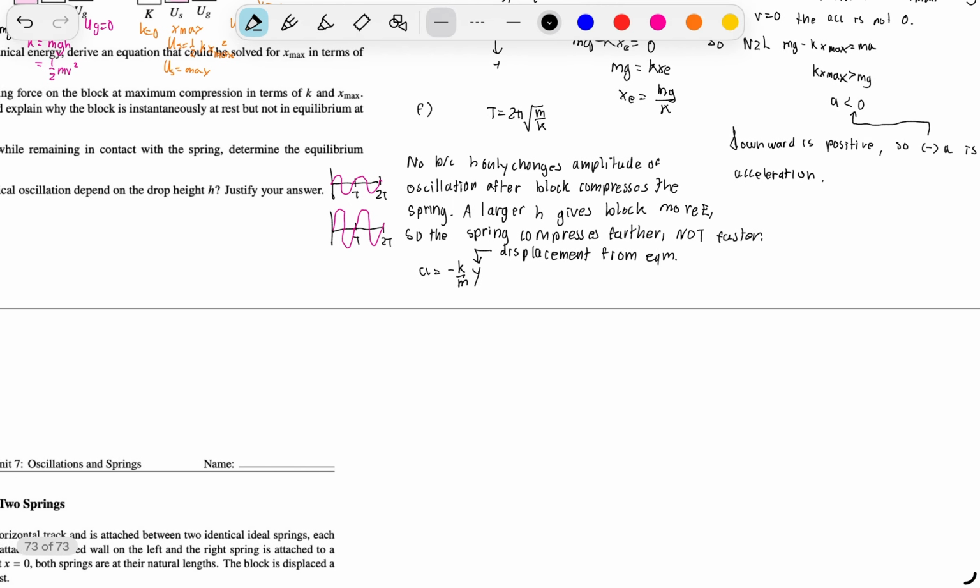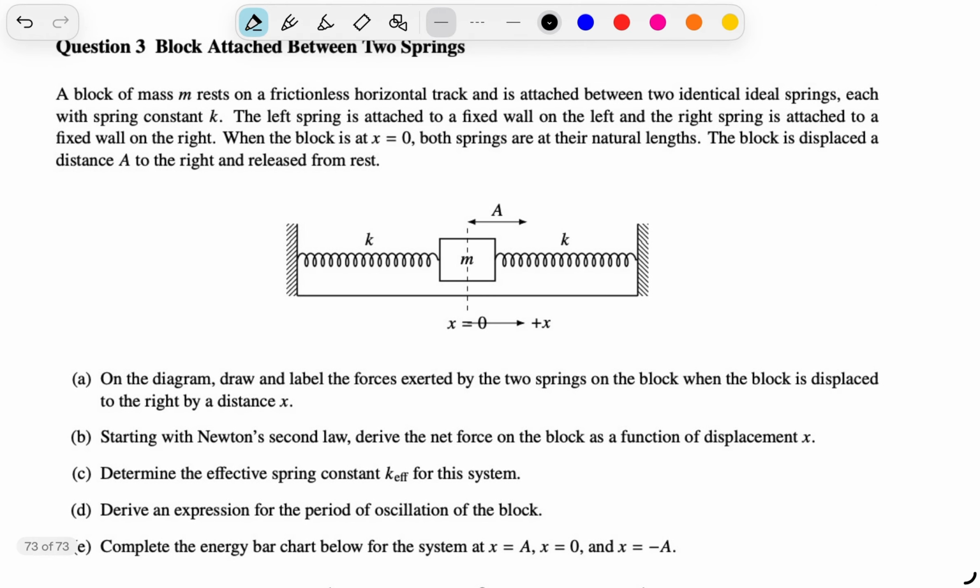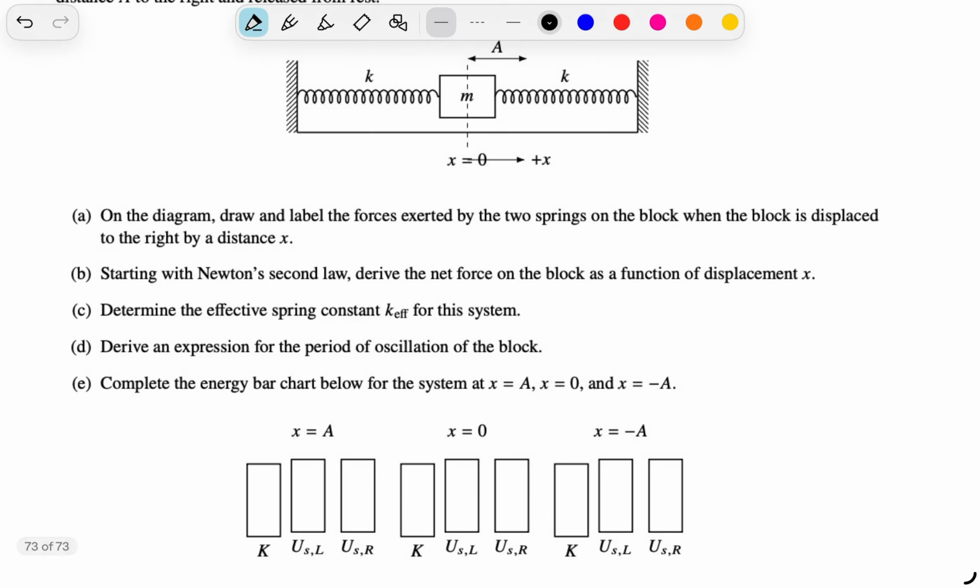Now for our next question, we have a block of mass m resting on a frictionless horizontal track, attached between 2 identical springs, each with a spring constant k. The left spring is attached to a fixed wall on the left, and the right spring is attached to a fixed wall on the right. When the block is at x equal to 0, the springs are both at their natural lengths. The block is displaced a distance a to the right and released from rest. On the diagram, draw and label the forces exerted by the 2 springs on the block when the block is displaced to the right by a distance x.